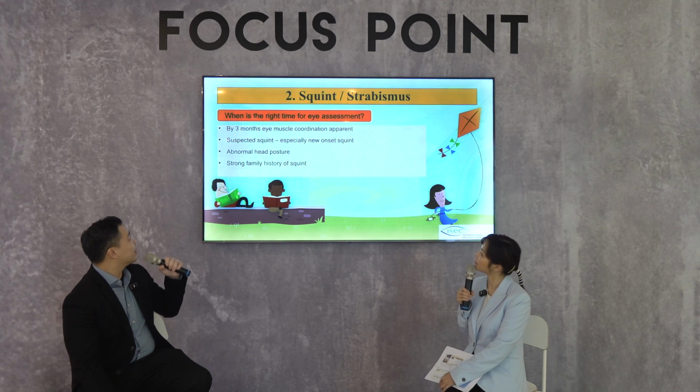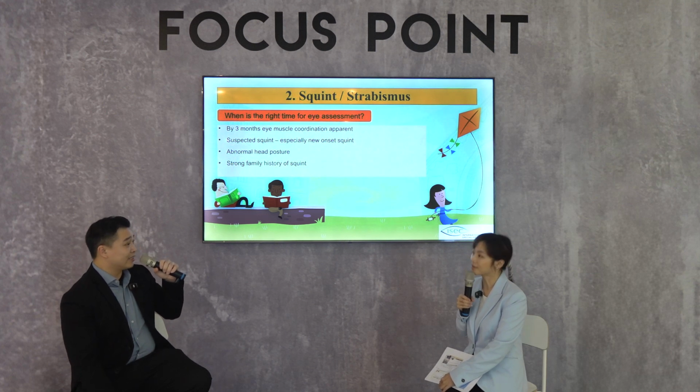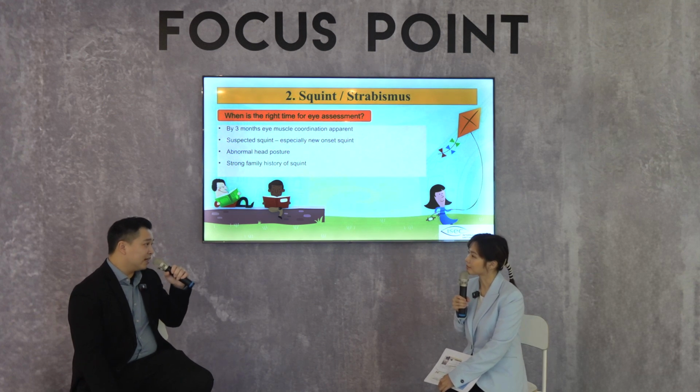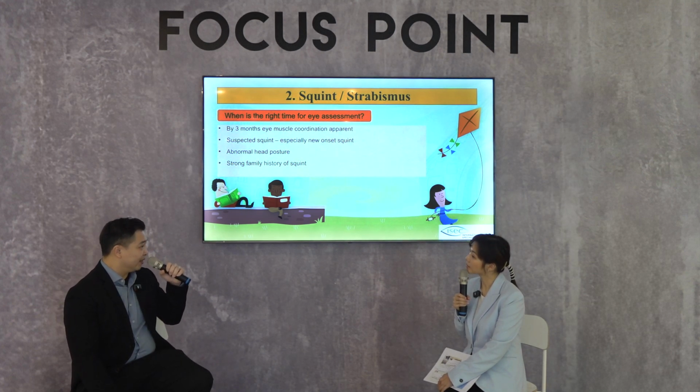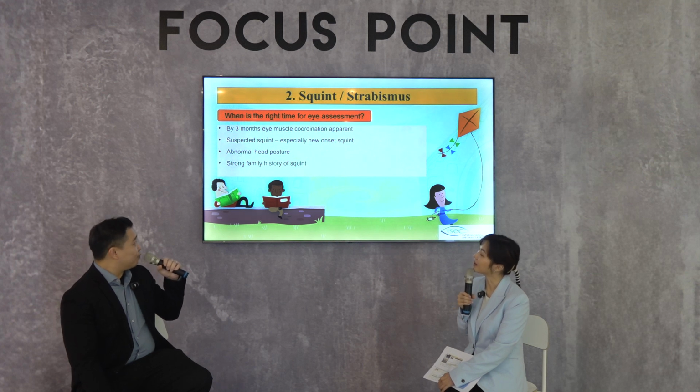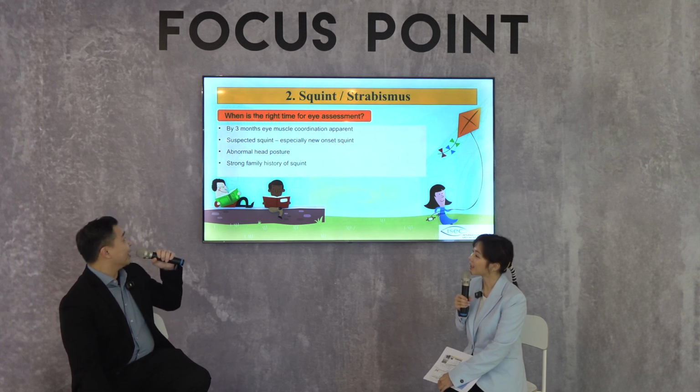Okay, so when is the right time to do an eye assessment? Babies younger than 3 months normally have some form of intermittent squint. This is because their eye muscles are not coordinating properly. But normally after 3 months, their muscle coordination improves, and if there's any persistent squint, it might be significant. So at that point, it's important to send your child for an eye assessment.